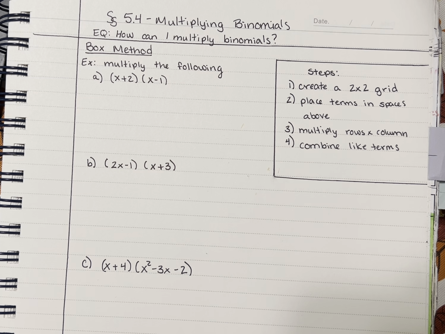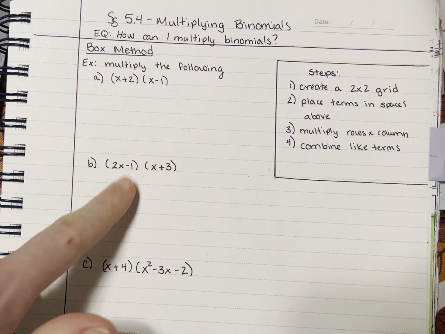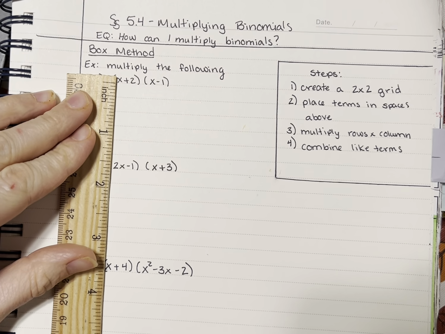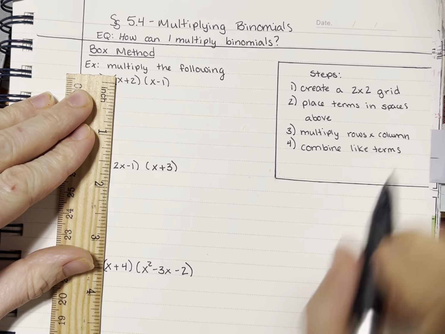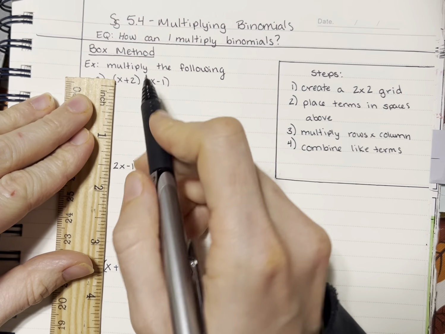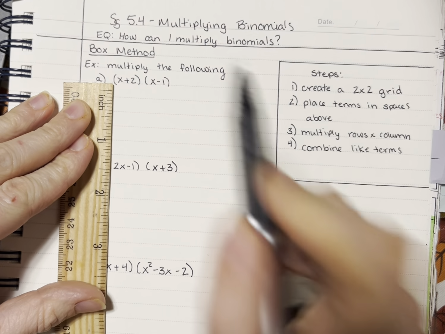So we're going to start with learning how to do it with the box method. The reason why we're going to learn it with the box method is because the box method really comes from those algebra tiles that we've been working with. And so we're going to set this problem up exactly how we would with algebra tiles. So step one, you notice, is to create a 2 by 2 grid. So multiplying the following, x plus 2 times x minus 1.